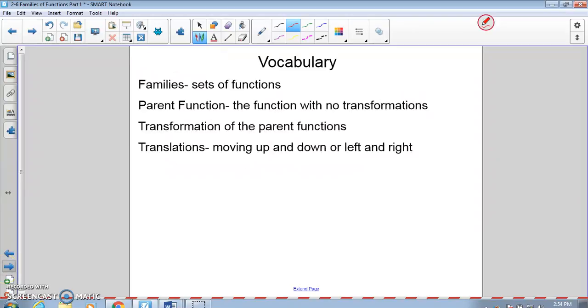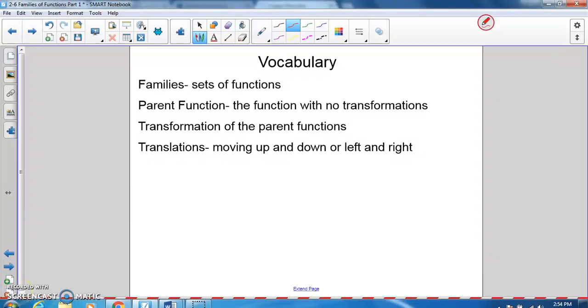So first, our vocabulary. We have families, which is sets of functions. We have parent function, which is the function with no transformations. Then we have transformations of the parent function. Today we're going to look at a specific transformation, which is called a translation, when we're moving up and down or left and right. We can also call these translation shifts.